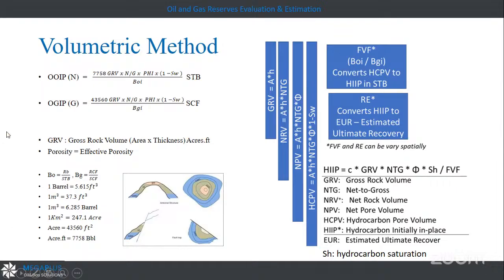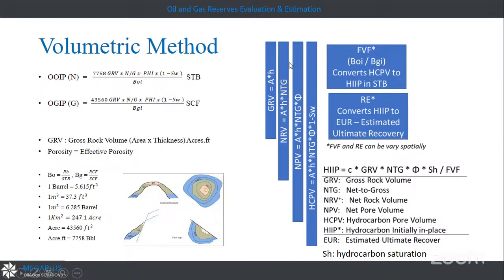I think we all know this equation: the original oil in place or original gas in place, which we must multiply by the recovery factor to get the reserves. It will be equal to the GRV multiplied by N over G, multiplied by phi, multiplied by 1 minus water saturation, over the formation volume factor.